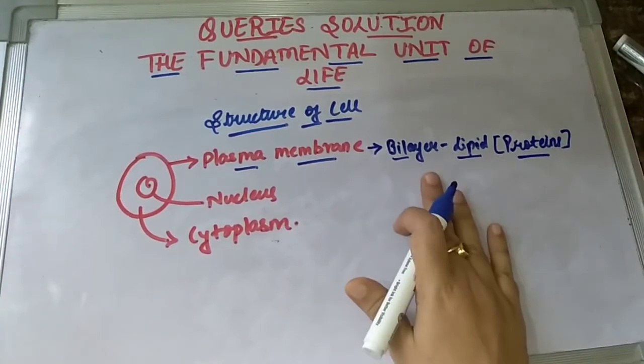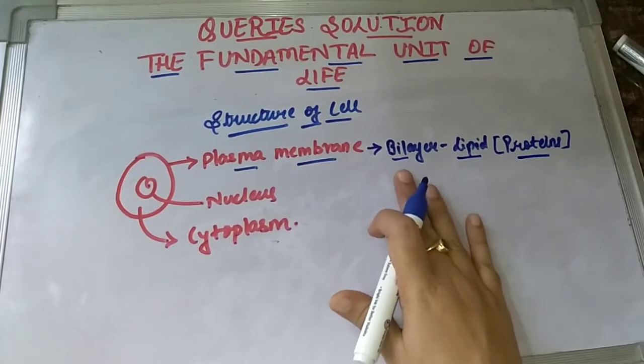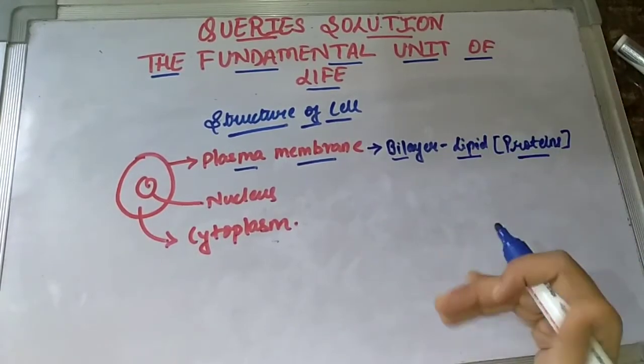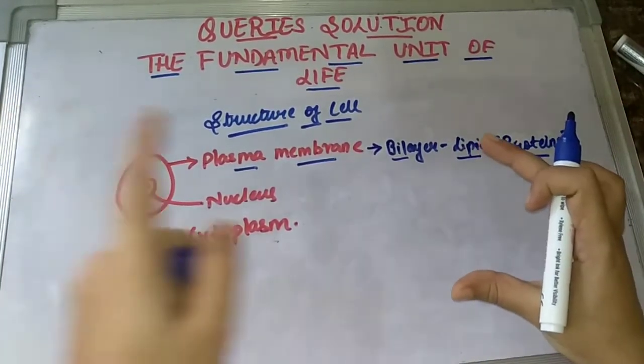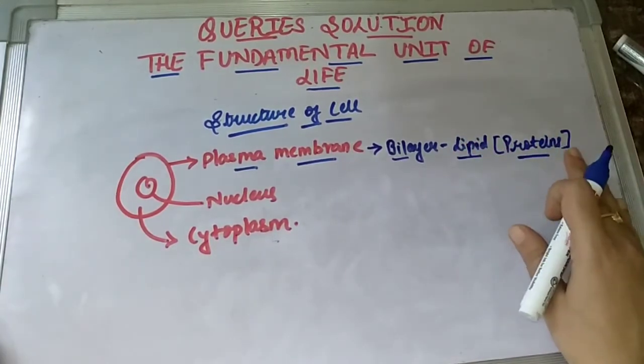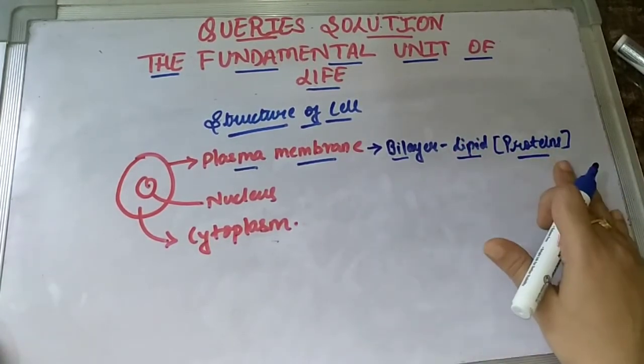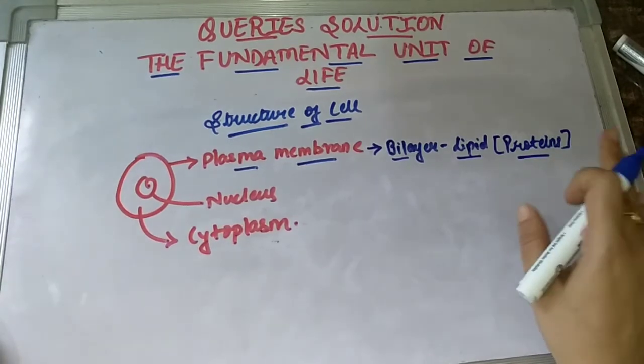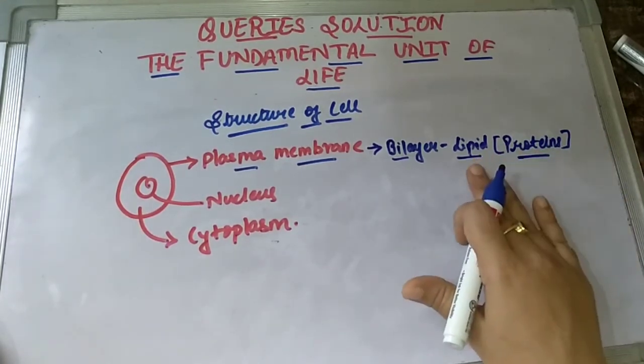So what is the composition of a plasma membrane basically? It comprises two layers of lipid, and in between those lipid layers there are integral proteins which are found in the membrane. So this is the composition of the membrane. First of all, it comprises proteins along with lipid.